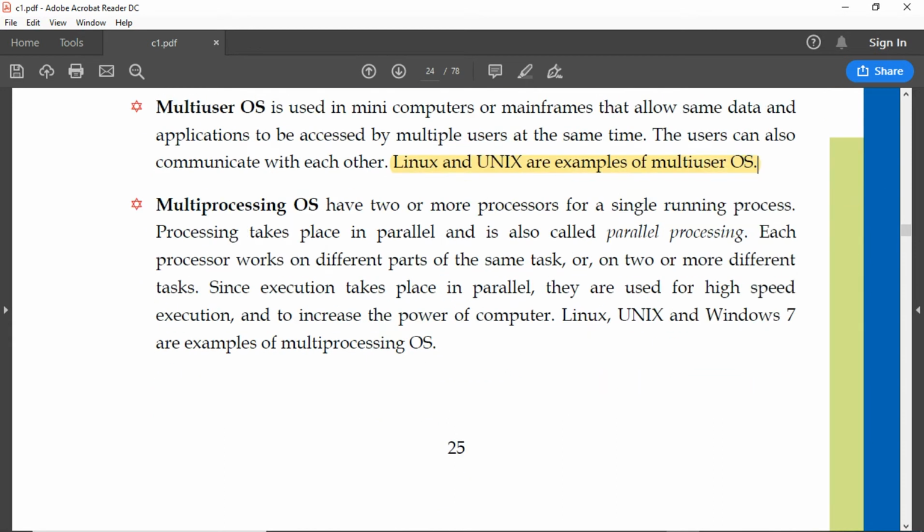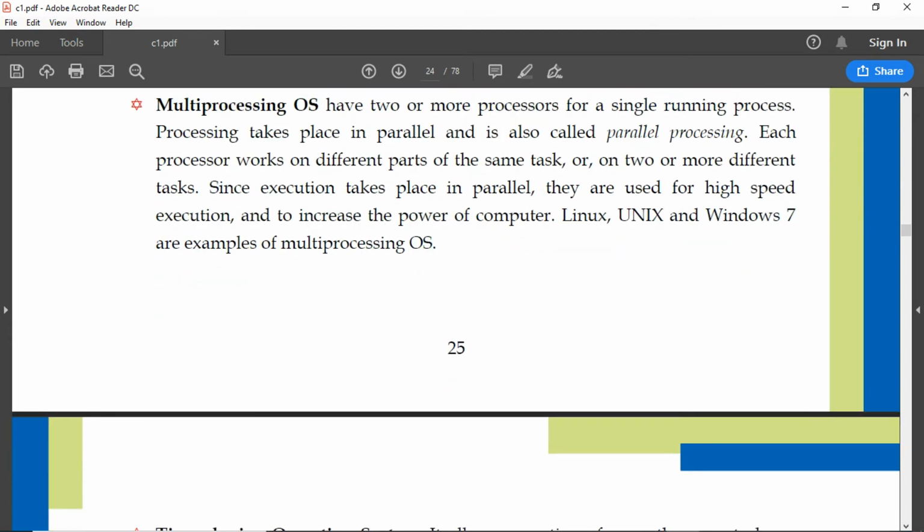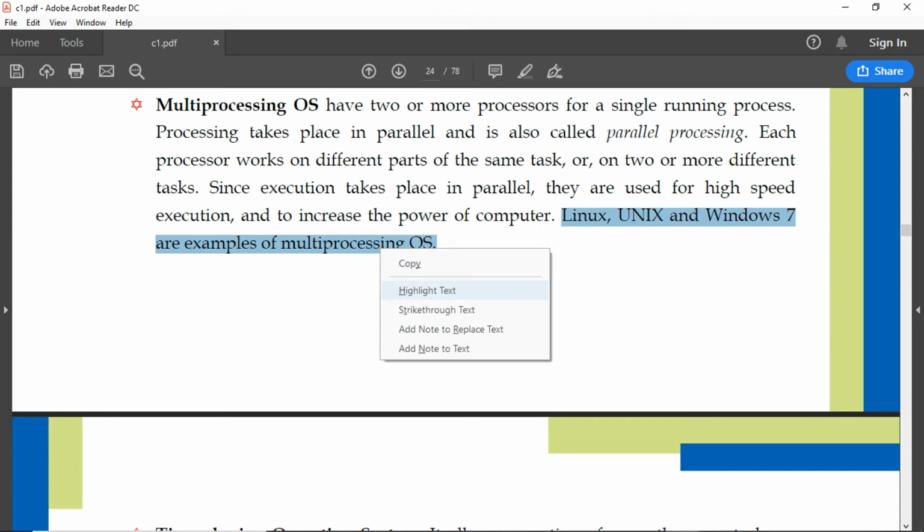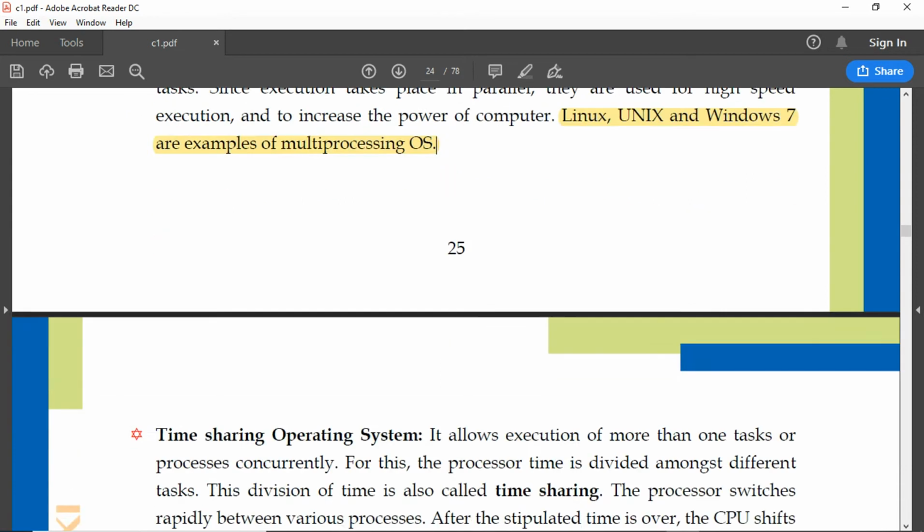Multi-processing OS have two or more processors for a single running process. Processing takes place in parallel and is also called parallel processing. Each processor works on different parts of the same task, or on two or more different tasks. Since execution takes place in parallel, they are used for high-speed execution, and to increase the power of the computer. Linux, Unix, and Windows 7 are examples of multi-processing OS.